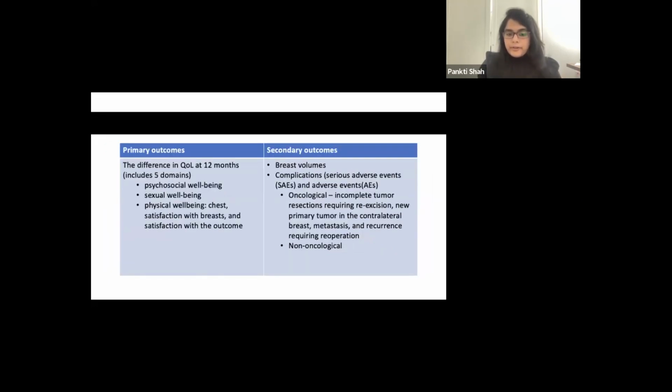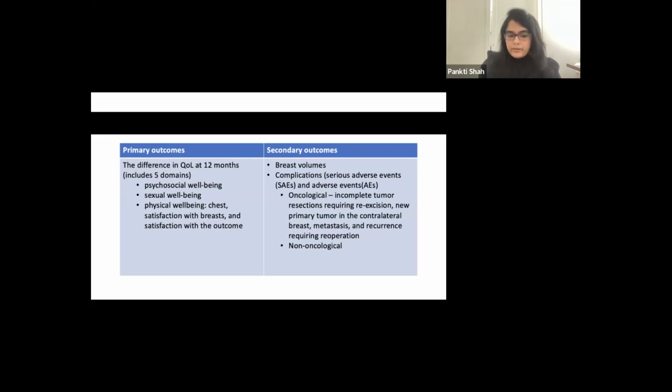Now, primary outcomes versus secondary. As a primary outcome, we measured the difference in quality of life at 12 months after the breast reconstruction. The quality of life was measured using the BREAST-Q questionnaire, which was given at the beginning of the study, 6 months later, and at the end of the study. It included 5 domains: psychosocial well-being, sexual well-being, physical well-being, satisfaction with the breast, and satisfaction with overall outcome.